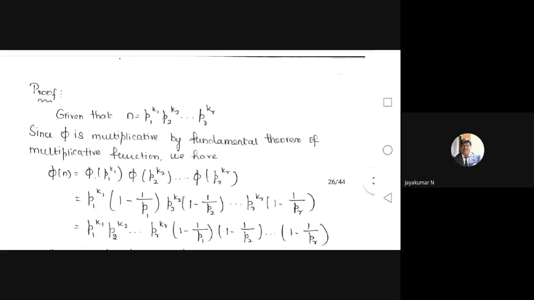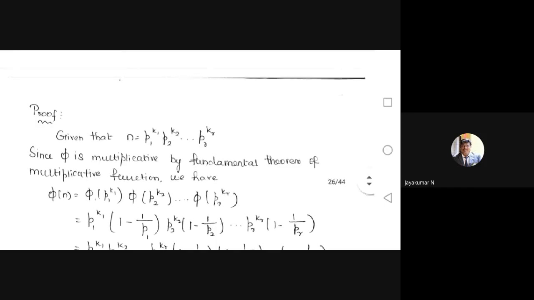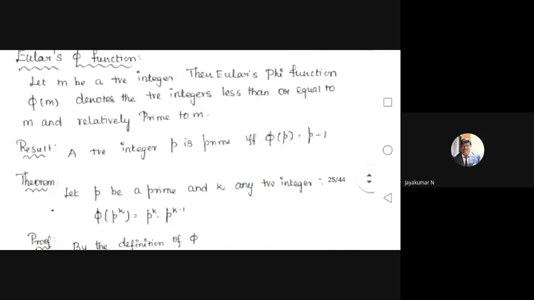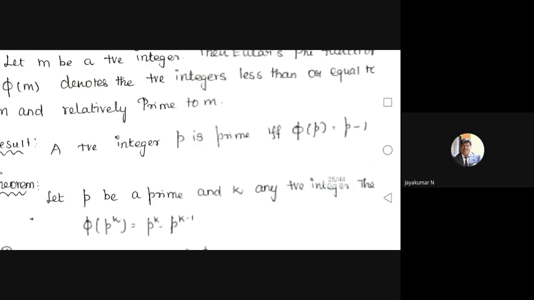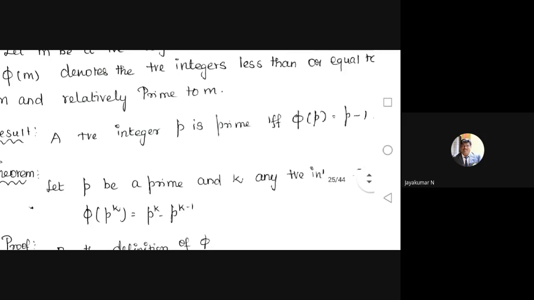Similarly, for the last prime, phi of pr power kr is equal to pr power kr into 1 minus 1 by pr. This result was expressed by using the theorem phi of p power k is equal to p power k minus p power k minus 1. In the expression, p power k was taken as a common factor, giving p power k into 1 minus 1 by p.